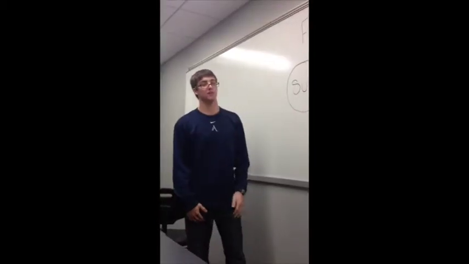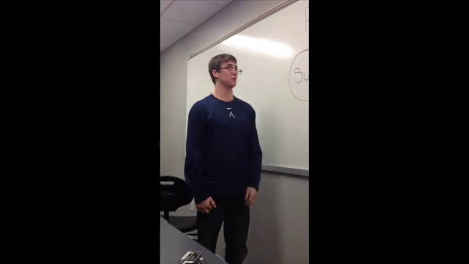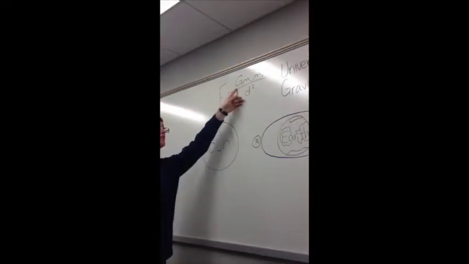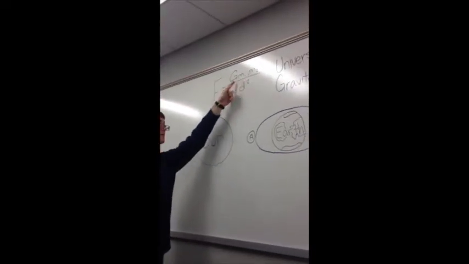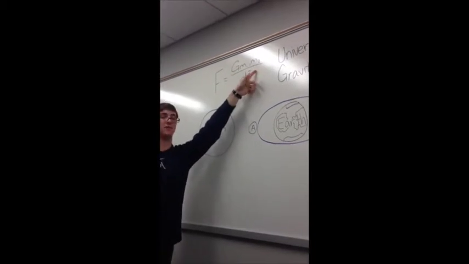What does this mean? Excellent question. To find the force between two objects, we use the universal gravitational force formula. In the universal gravitational force formula, we need to plug in the gravity times the mass of the first object times the mass of the second object divided by the distance squared.